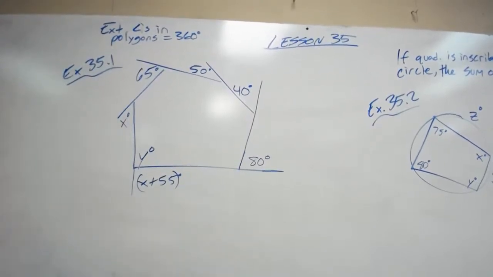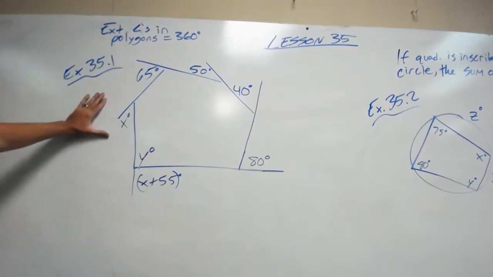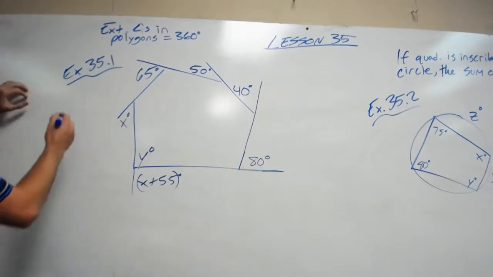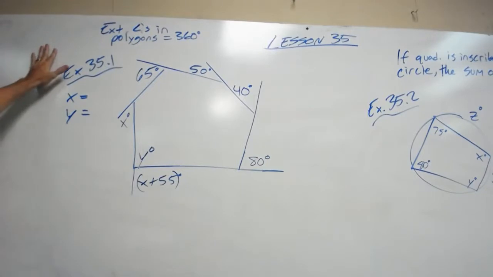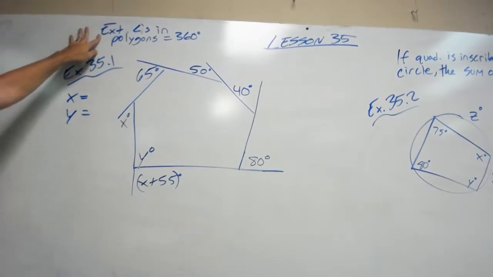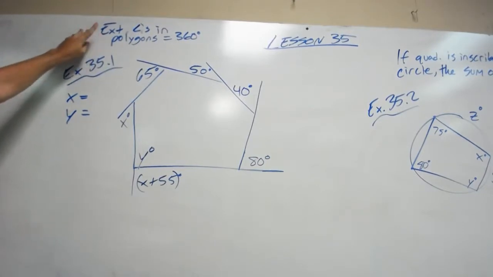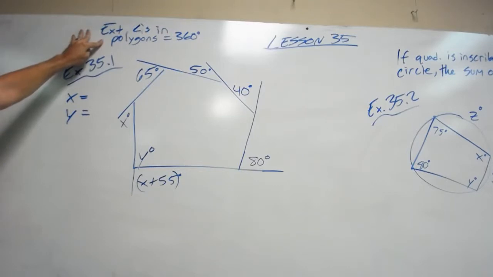Let's look at lesson 35, exterior angles in polygons first. We have a figure here in example 35.1, and it gives us all the different stuff. And it says to find x and y. The way you solve this, once you know this, it's going to be easy to solve. Exterior angles in polygons all add up to be 360.